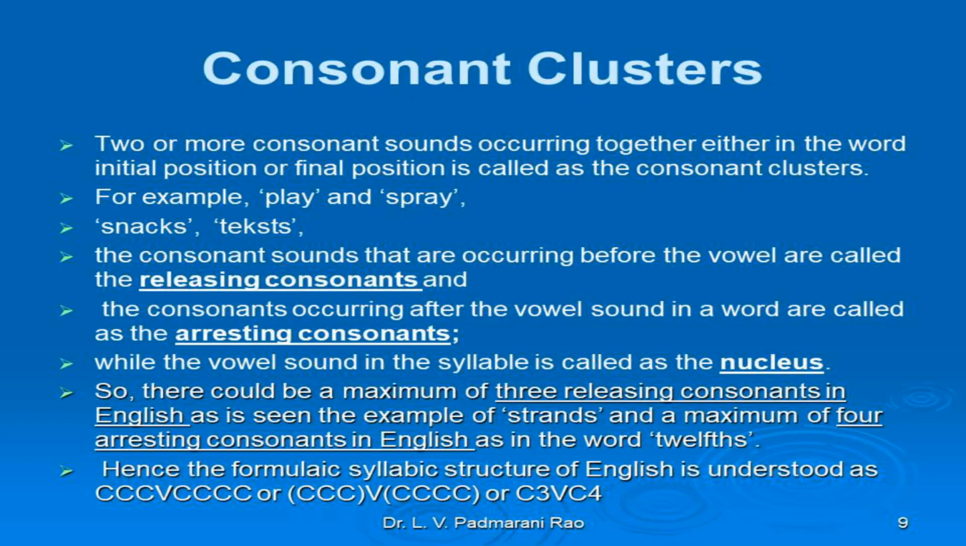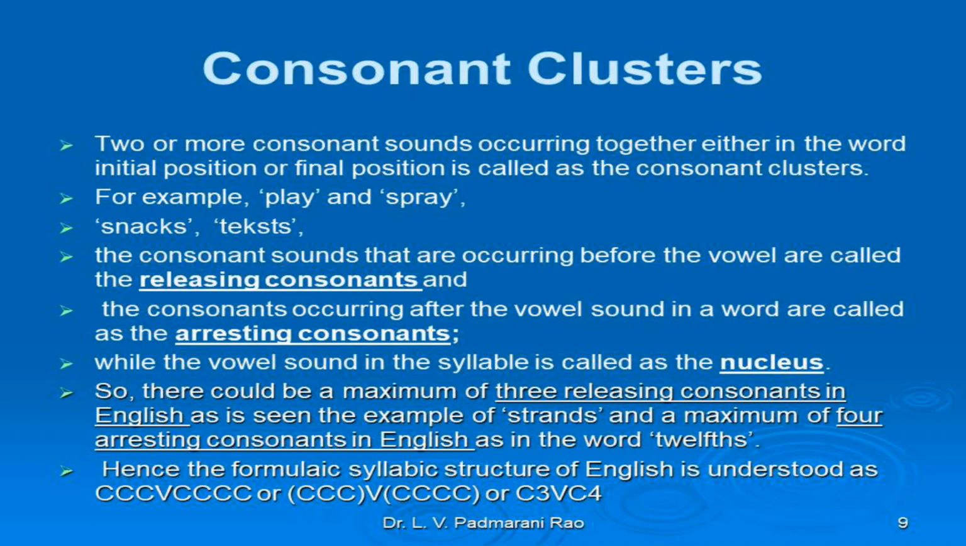Look at the next set of examples, snacks and texts. When you pronounce snacks, you have something like k and s. S and n forming the consonant cluster in the beginning of the word and k and s forming the consonant cluster in the end of the word. Similarly is texts. You don't have a consonant cluster in the beginning of the word, but you have the consonant cluster of k sound, s sound, t sound and s sound. K, s, t, s. All consonants occurring together in the word final position.